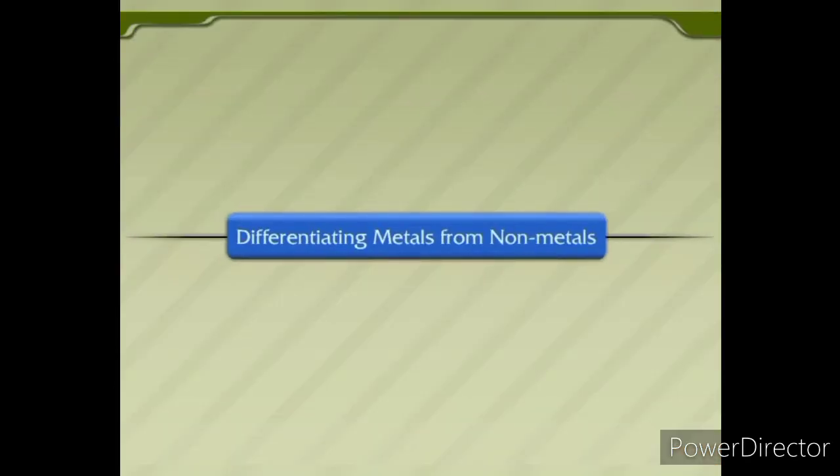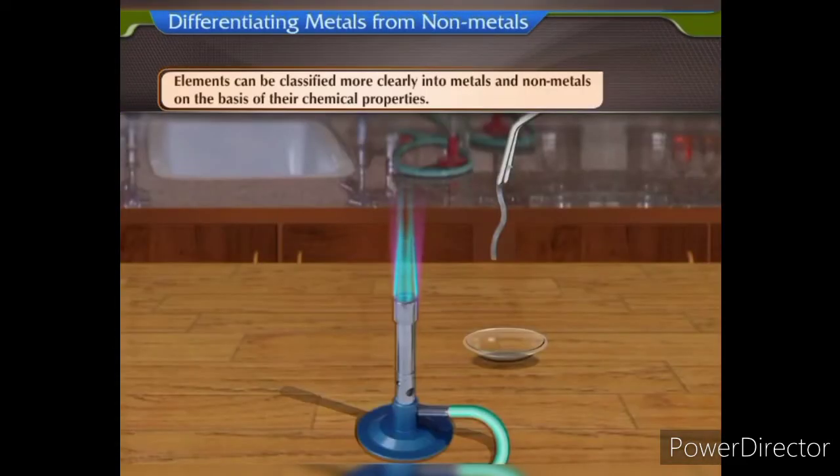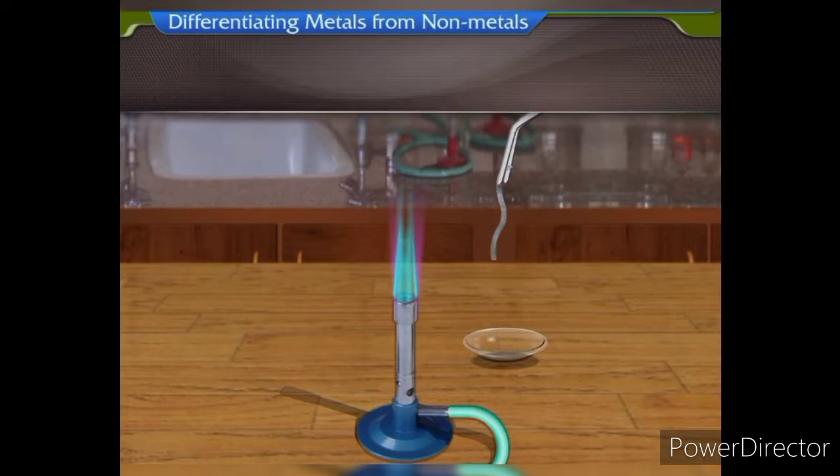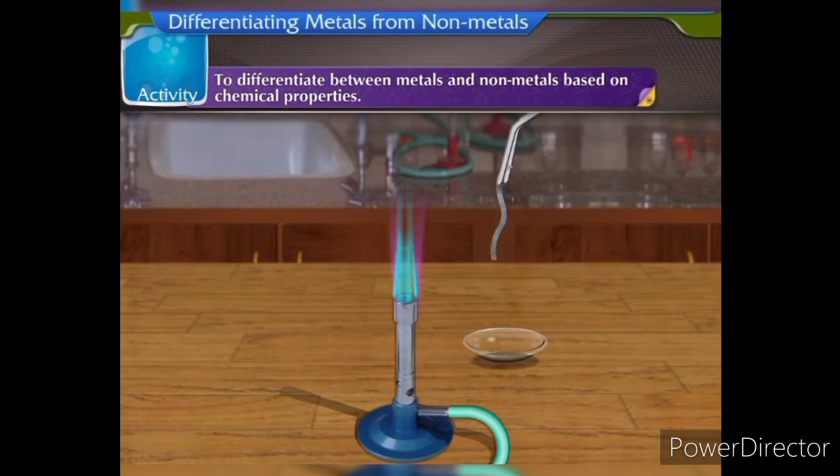Differentiating metals from nonmetals. Elements can be classified more clearly into metals and nonmetals on the basis of their chemical properties. Let us begin with an activity to differentiate between metals and nonmetals based on their chemical properties.